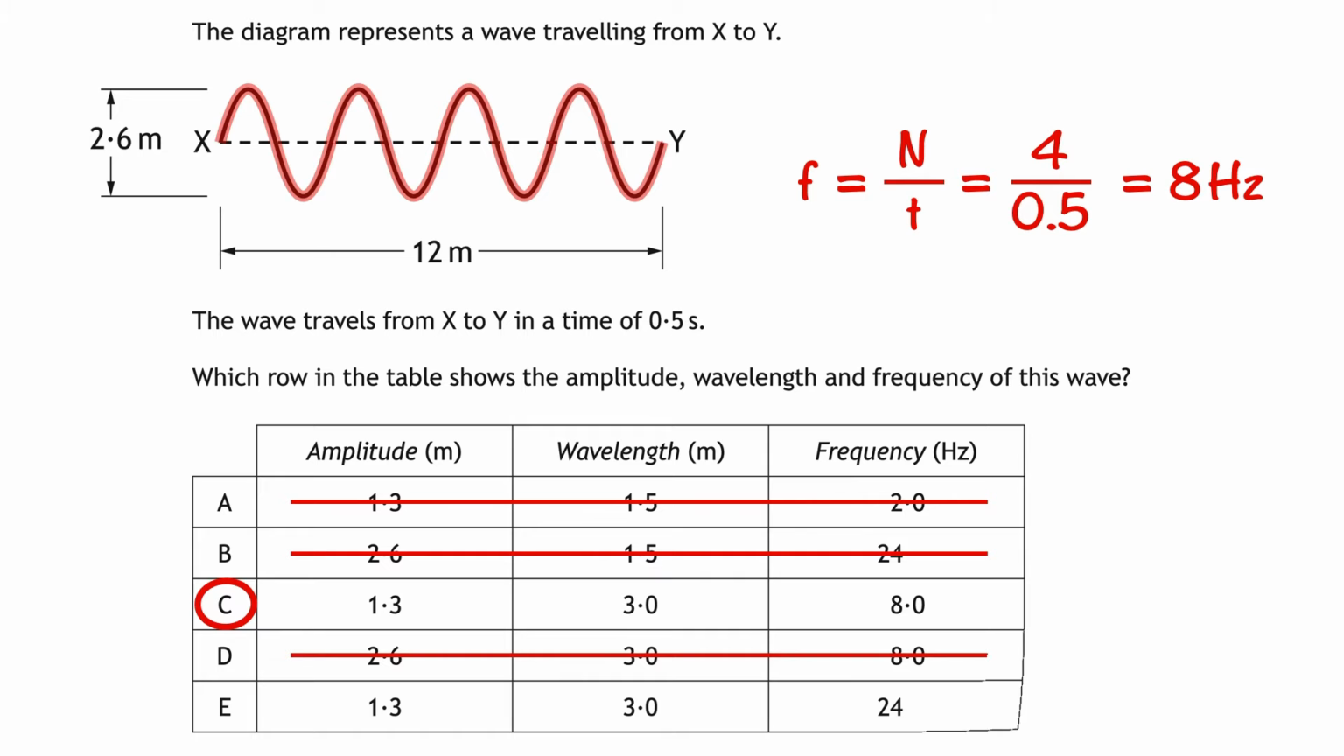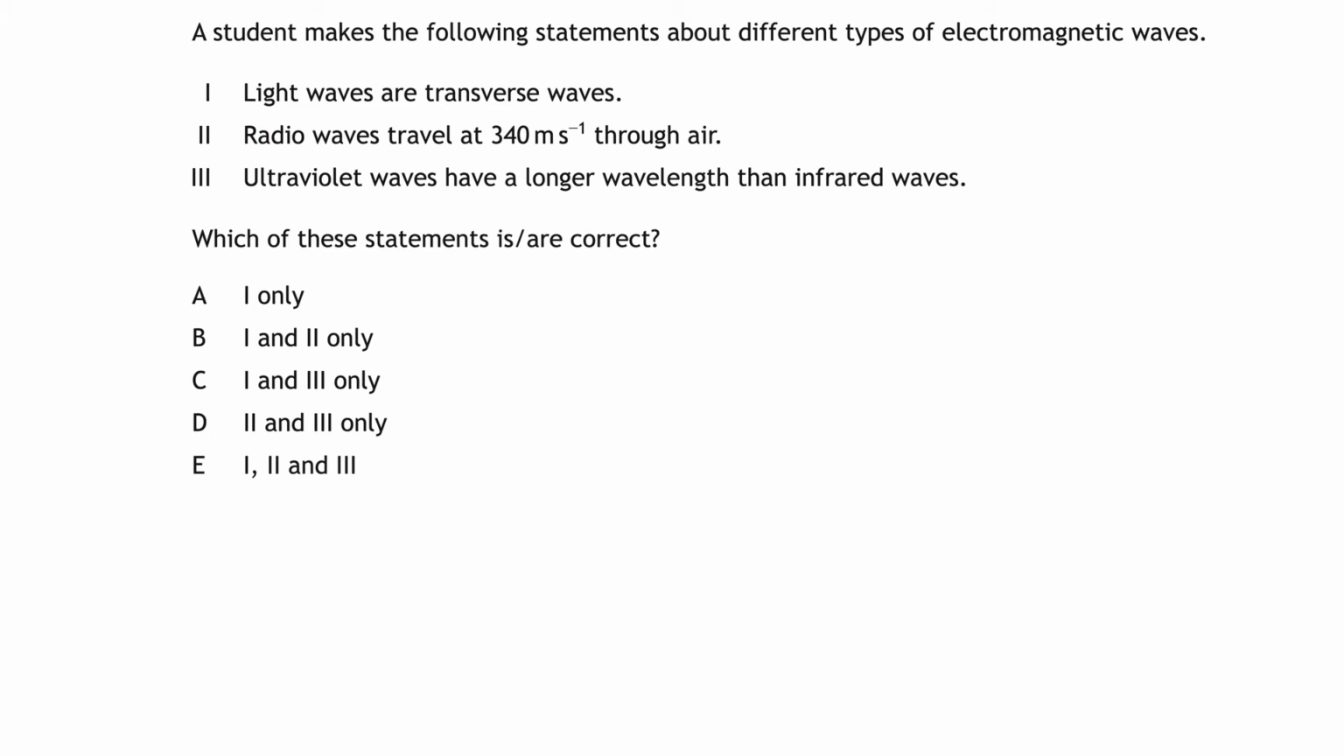Here's the next question. A student makes the following statements about different types of electromagnetic waves. 1. Light waves are transverse waves. 2. Radio waves travel at 340 meters per second through air. 3. Ultraviolet waves have a longer wavelength than infrared waves. Which of these statements is or are correct?